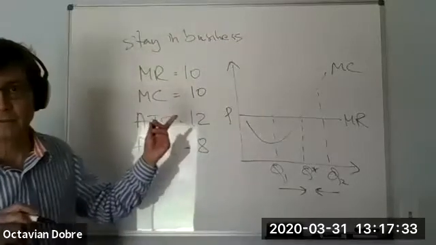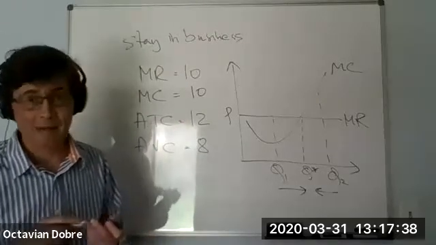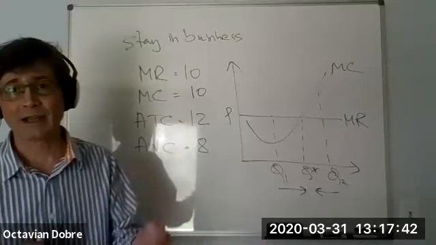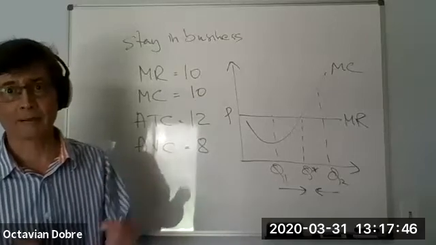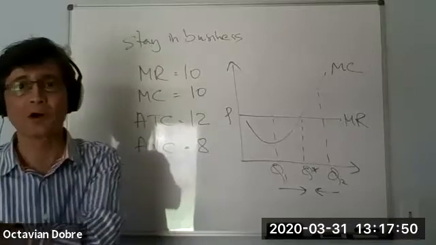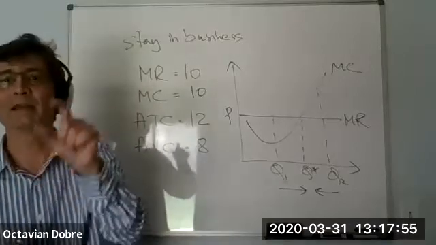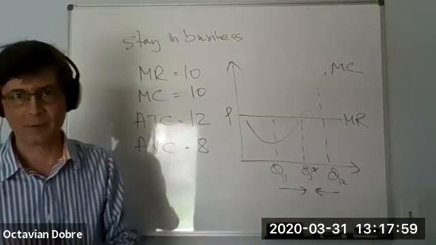I'm losing money, but I'm better off staying in business because if I shut down, I'm going to end up paying the whole fixed cost out of my pocket. Here, some of the revenues that are left over after I pay the variable cost can go and pay some of the fixed costs. So I don't have to pay the whole fixed cost out of my pocket.